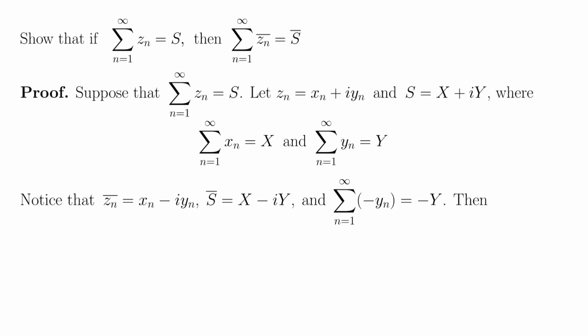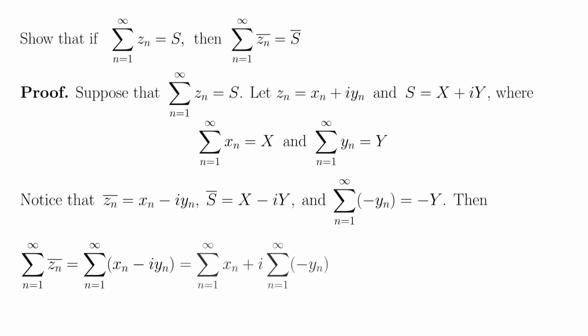Going back, remembering what we have noted, you can see that the infinite series of the conjugate of z can be written as x sub n minus i y sub n. Remember that the theorem we have discussed earlier can make us write this current line into the infinite series of x sub n plus i times the infinite series of negative y sub n. This is just simply equal to x minus iy, which turns out to be the conjugate of s.